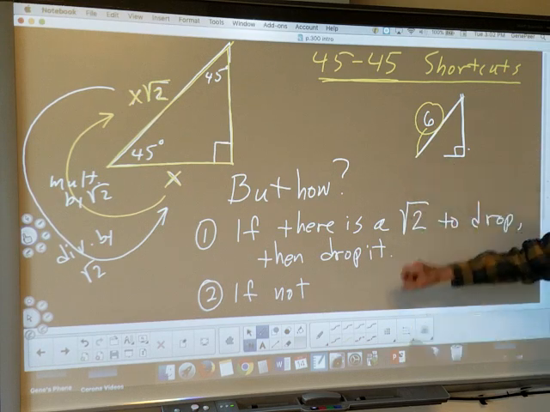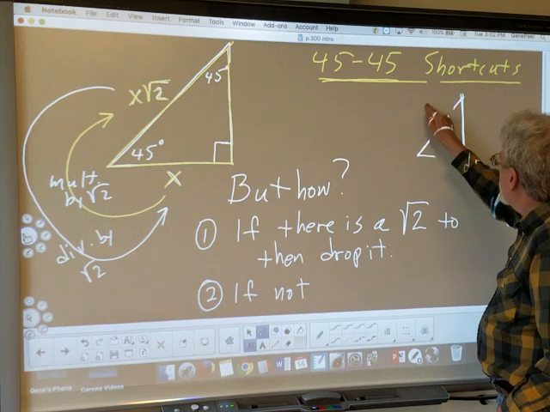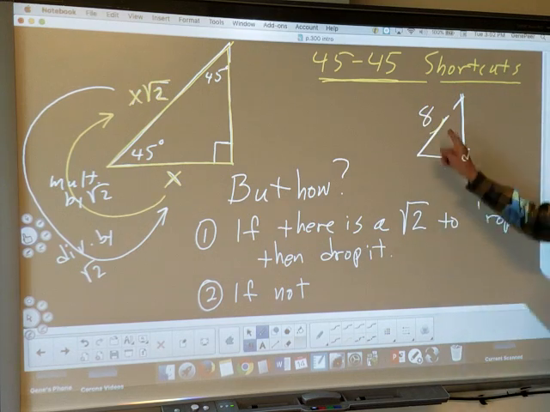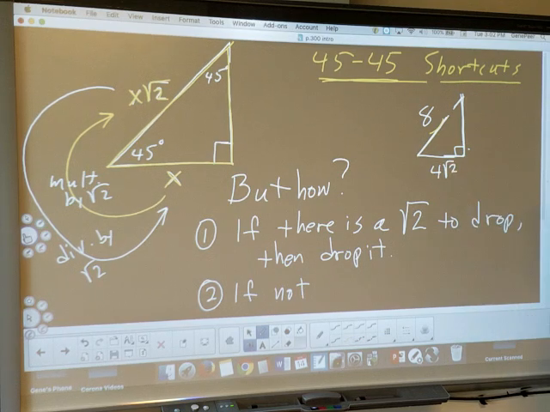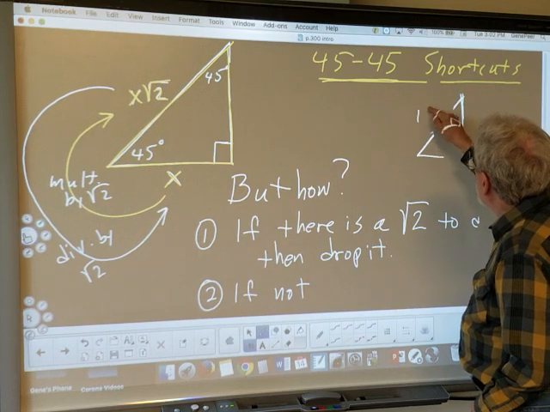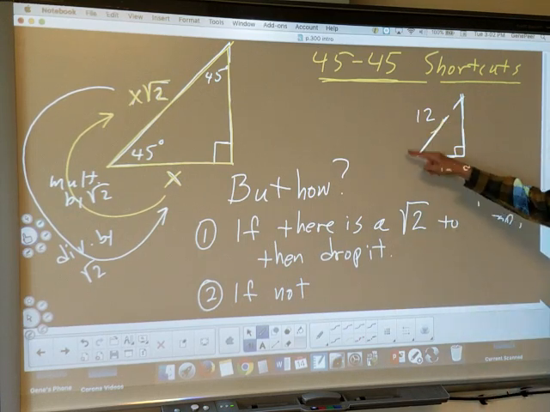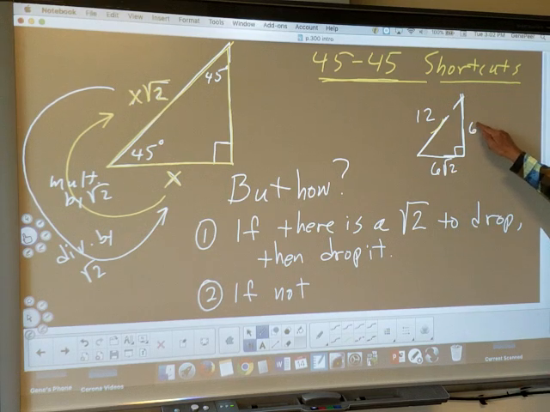If, for instance, this had been an 8, then this would be take half and stick a square root of 2 next to it. Hey, what's this guy? Same thing? Yep, same thing. What if this were a 12? Well, this would be 6 square root of 2. And 6 square root of 2.